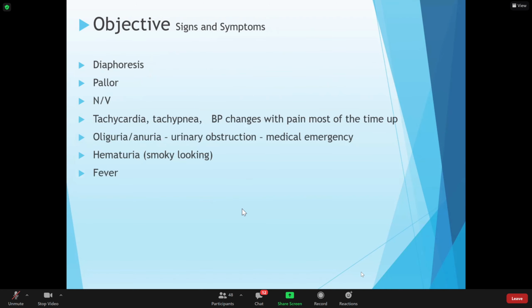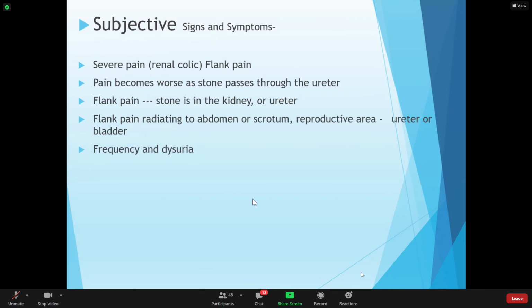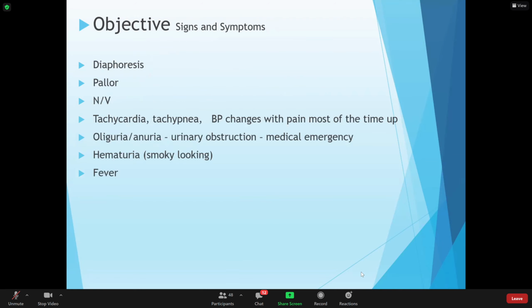Here are some objective things. So the things the patient would tell you are subjective, right? Objective things are the patient's sweaty. They might have nausea and vomiting. Their heart rate usually goes up because they're in pain. Their respiratory rate usually goes up because they're in pain. They may not have any urine output, and here's the key.